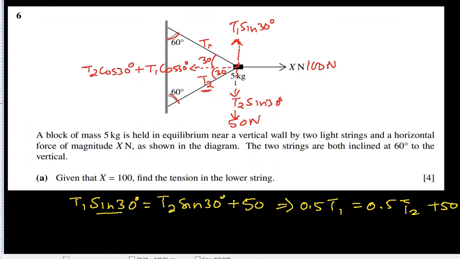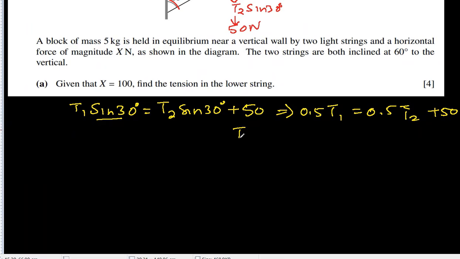or T1 will be 0.5 T2 plus 50 divided by 0.5. So now we will eliminate T1 because we don't want T1. They're asking us the tension in the lower string, which is T2. And we will write in terms of T2 in the second equation.